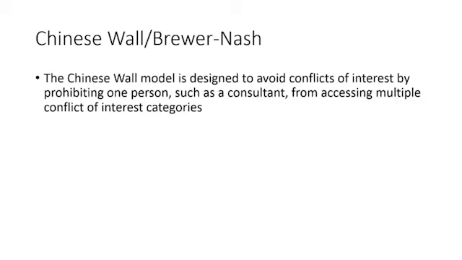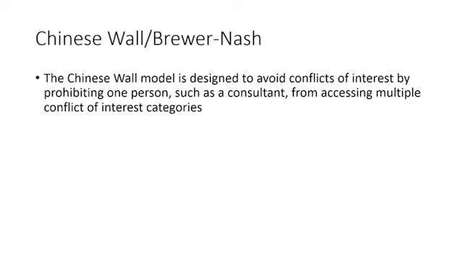Now we also have the Chinese wall, Brewer-Nash. I want to throw this one in here. This is designed to avoid conflicts of interest. That's what you need to associate Chinese wall and Brewer-Nash with. Conflicts of interest by prohibiting one person, like a consultant, from accessing multiple conflict of interest different categories.